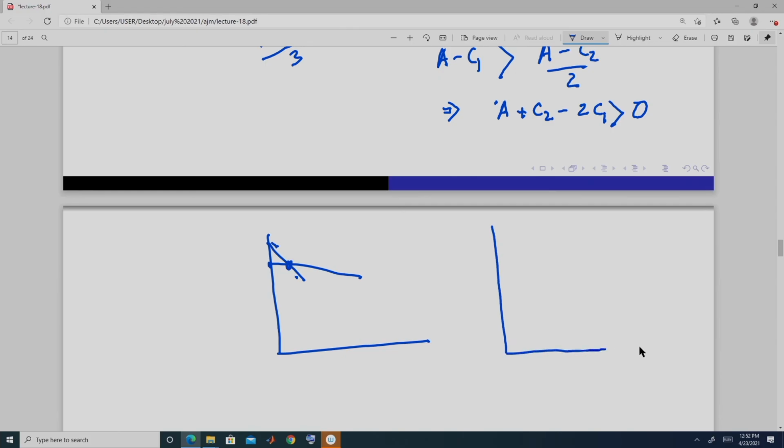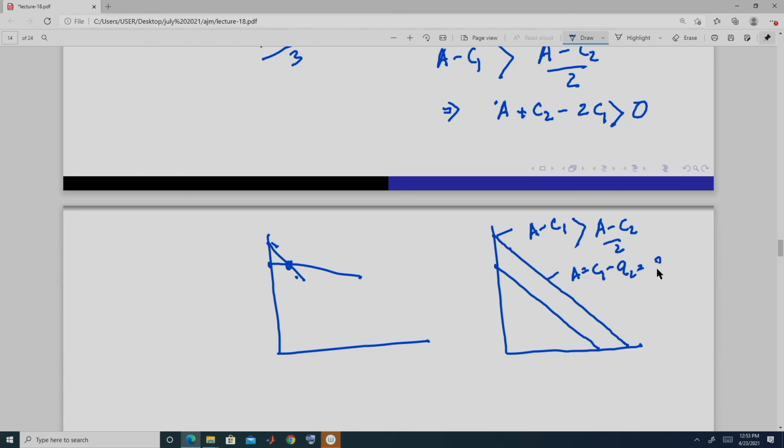But can we have a situation like this? This is greater than A minus, right. Like this, can we have a situation like this? So, there is no intersection point, so there is no solution.